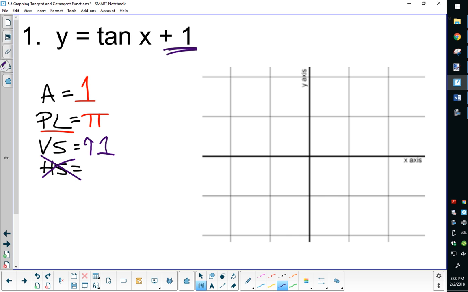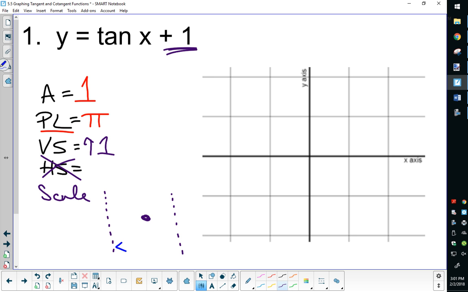Once I've done that, this seems really basic, but I think it's super important. We are going to make a little scale down here. There are 3 things that you need to graph in order to make a tangent or a cotangent graph. You're going to need an asymptote, you're going to need a center dot, and you're going to need another asymptote. If you're good at math, this is going to seem real simple, but it helps me understand it better. This is a scale.